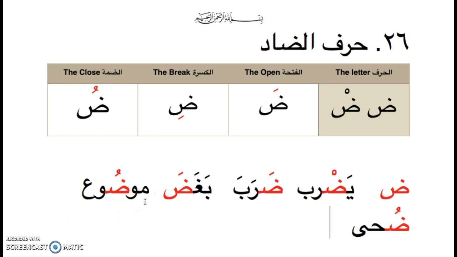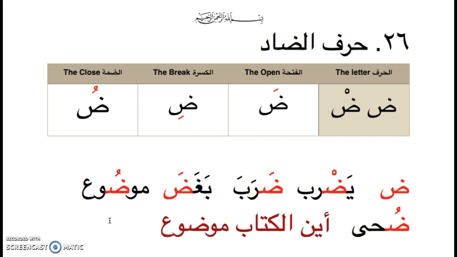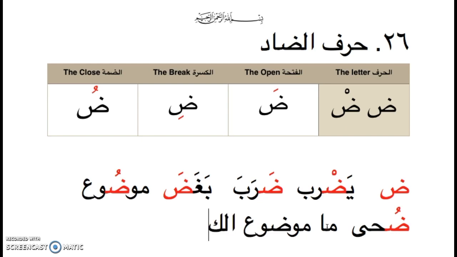Like, أين الكتاب موضوع? Where is the book placed? Aina al-kitab mawdu'a. Where the book is placed. Or you could say, which is the subject one, ma mawdu'a al-kitab, as in a question. Ma is what, or what is. So you're saying, what is the subject of the book? ما موضوع, subject, الكتاب. And you probably guessed, yes, it's right there.